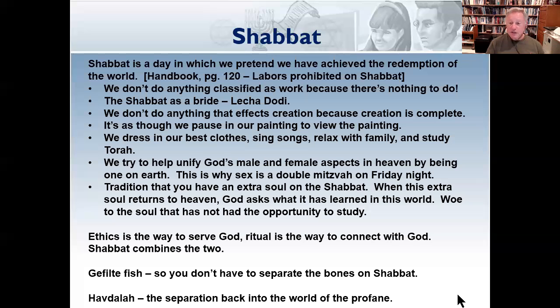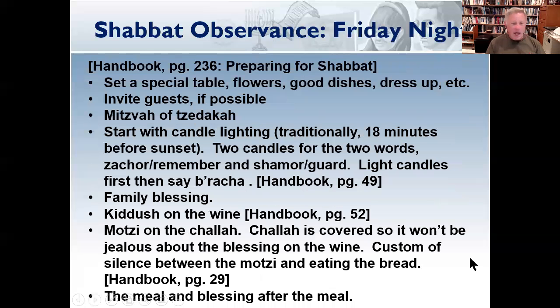And then at the end of the Sabbath, there's a ceremony called Havdalah, which basically commemorates the end of the Sabbath and the beginning of the work week. It occurs, of course, at sunset on Shabbat. There's lots of rules and customs about observing the Sabbath. And so in the handbook, you will find these, page 236.